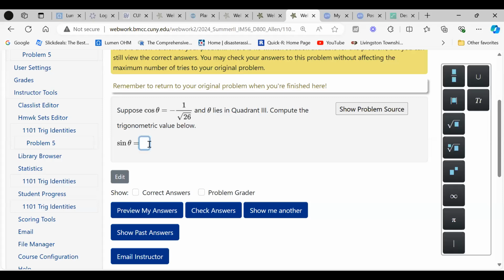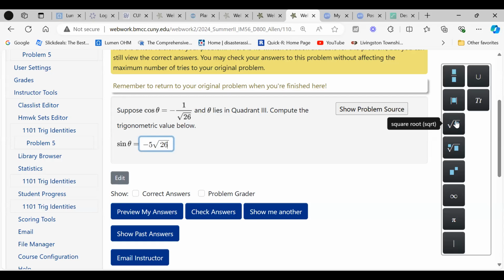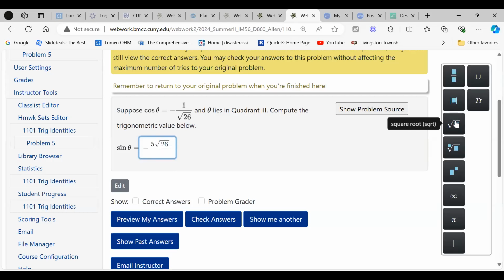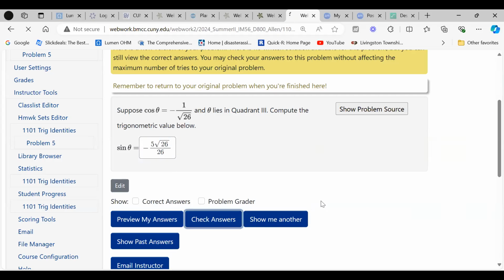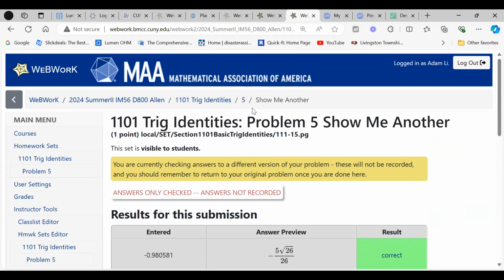So it's minus 5 radical 26 over 26. Yep, so that's the answer.